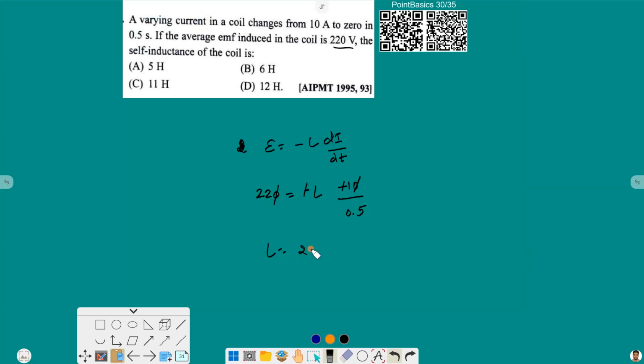So L will be 22 into half, that will be 11 Henry. Option C will be the right answer.